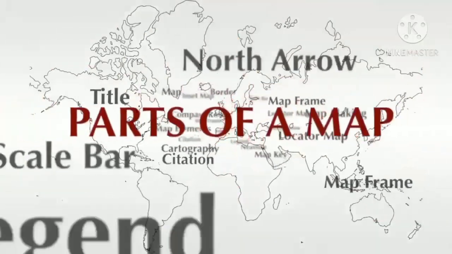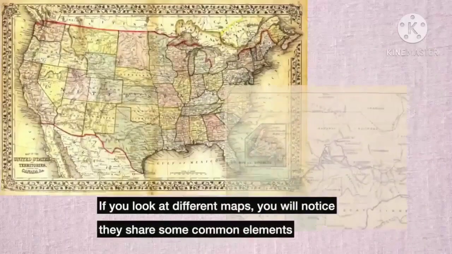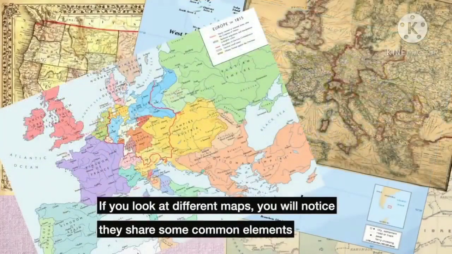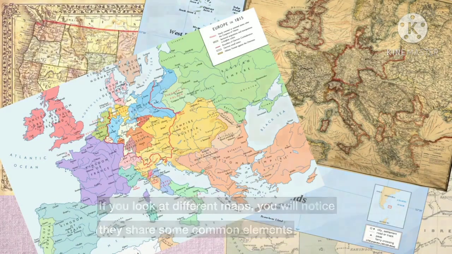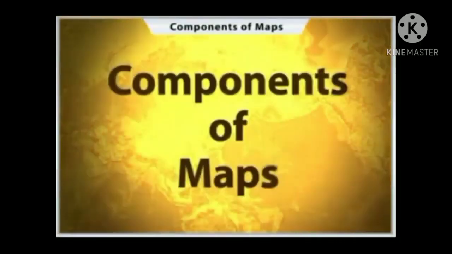After this activity, you have achieved your third learning outcome. Hooray! Do you know the Survey of India prepares all maps for India? It is very important to know the language of a map, to understand or read a map. If you look at different maps, you will notice they share some common elements. It's not easy to read a map. Map में जो elements हैं, they help us to understand what the map is about. Let's learn about the components of maps.